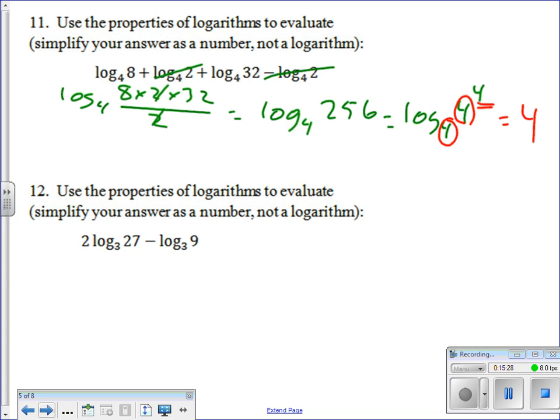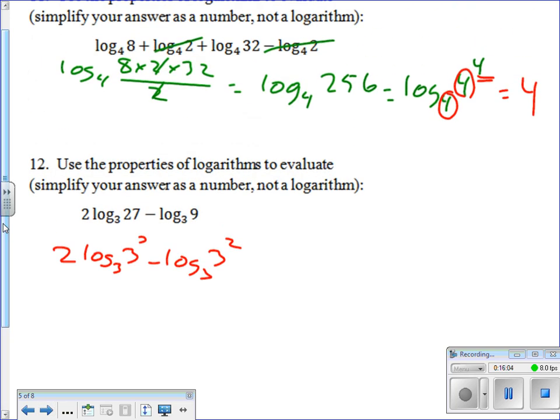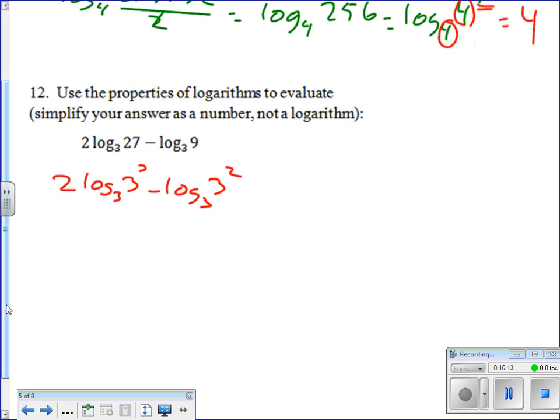Okay. Same thing on number 12. Now, I have some choices. I'm going to do 12 slightly differently, but it uses the same properties. So I have 2 times log base 3 of 27, and 27 is 3 cubed. Minus log base 3 of 9, and 9 is 3 squared. I couldn't have done that in the previous problem because I can't write 8 as a power of 4. I can't write 32 as a power of 4. So I had to combine them up first. But this one, I can rewrite those as powers of 3 and simplify them first. So I have 2 times 3 minus 2. 2 times 3 is 6 minus 2 is 4.